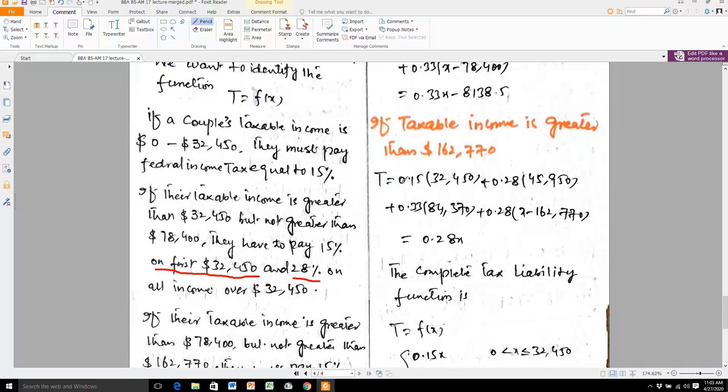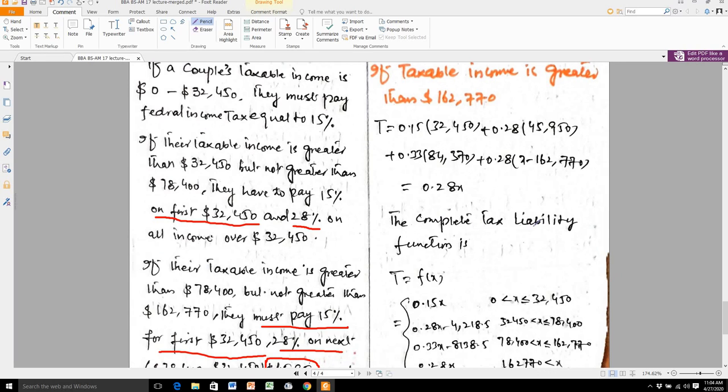Now, if the taxable income is greater than 1,62,770, then first 0.15 is imposed on 32,450, then 0.28 on 45,950, and then 0.33 on 84,370, and again 0.28 on the excess. So you write it as x minus 1,62,770. When you simplify this, you get 0.28x.